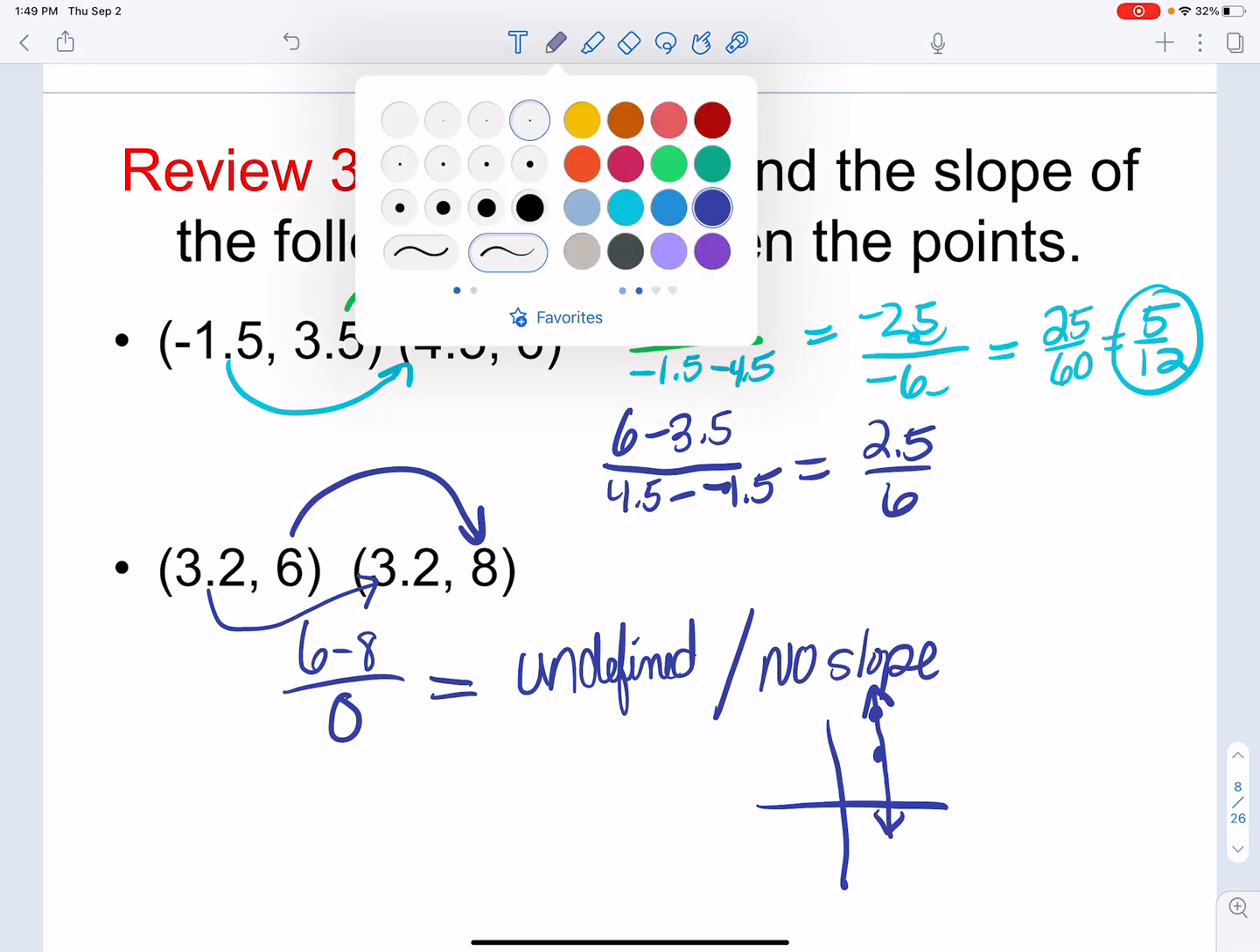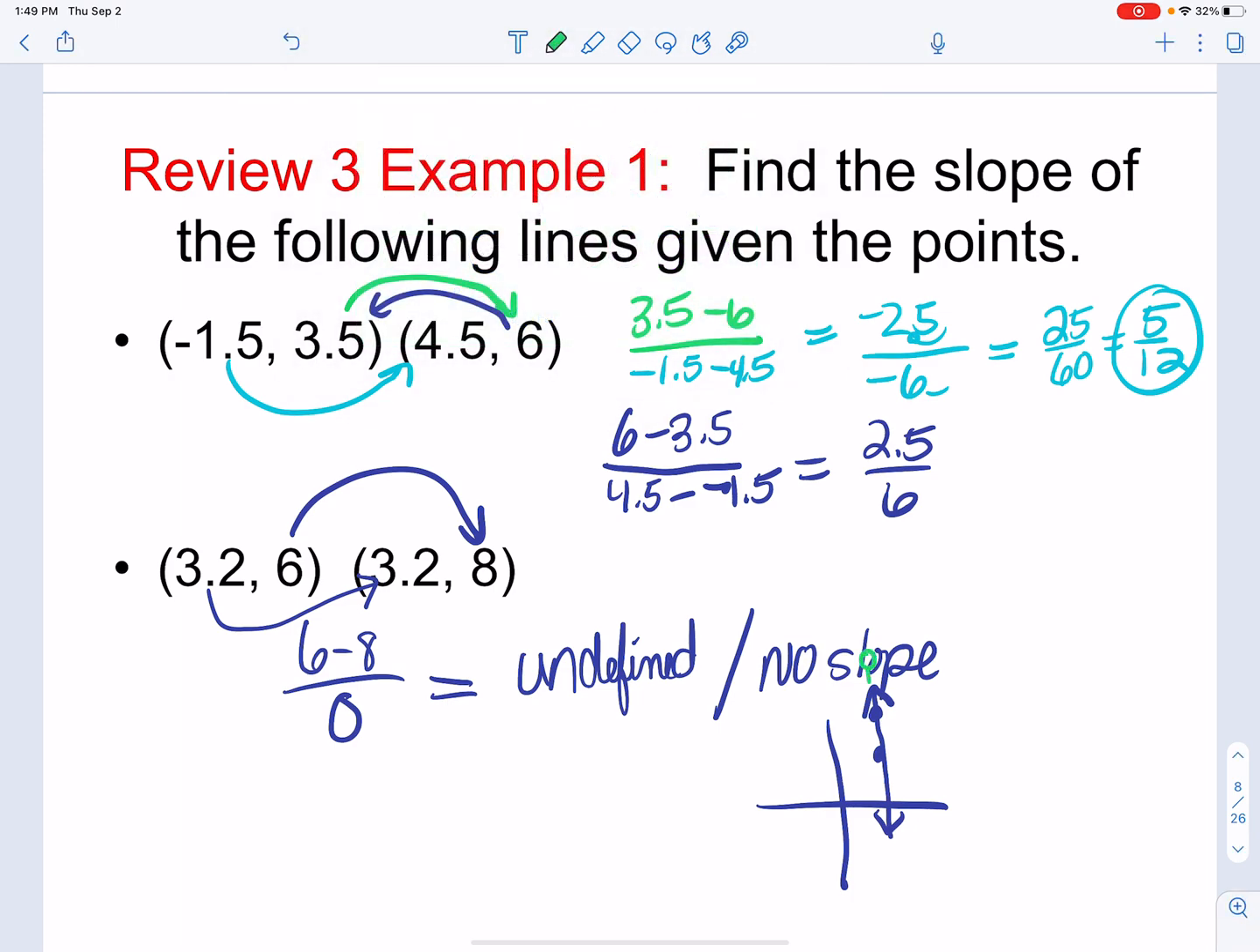Okay, if I were to be like a stick figure on the top of this line and I took a step off, I would just fall forever because there's nothing there to catch me. There is no slope. Okay, a horizontal line is going to have 0 slope. It's flat. It's not going up. It's not going down. It's 0 slope.